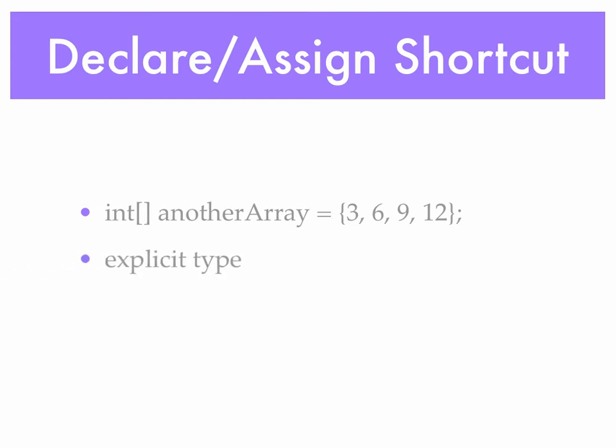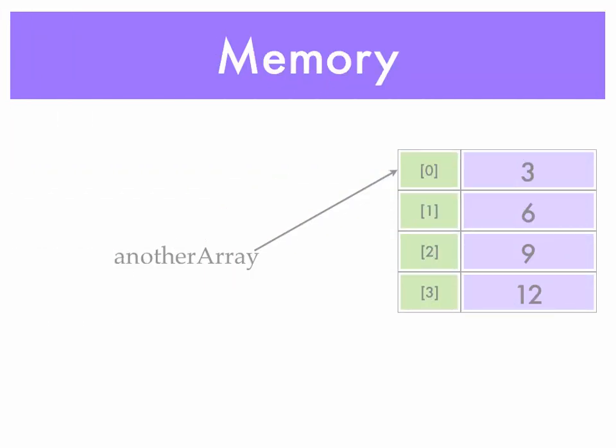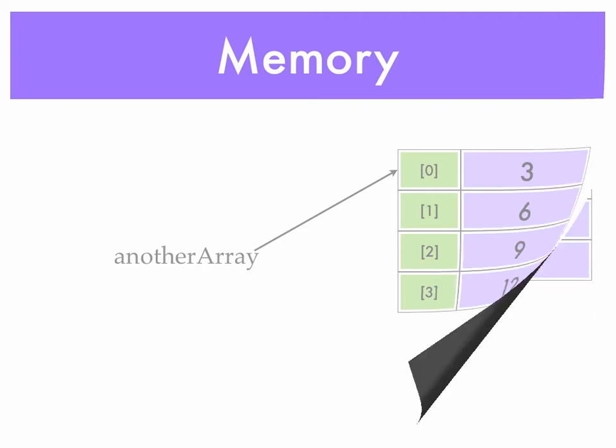Right? I'm explicit on the type. I indicate it has to be ints. But I'm implicit on the size because my size is determined by the number of things that I passed in. So here my size is 4 because I passed in that number of items. So this is a shortcut way to declare, assign, create all in one fell swoop. And after that's through executing, here I've got memory space, and in position 0, 1, 2, and 3 I've got 3, 6, 9, and 12, and that's of the array anotherArray.